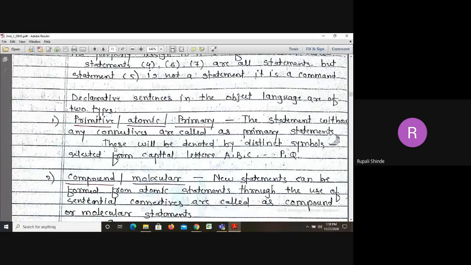For example, today is Sunday and it's holiday. So here we have connected two different statements using sentential connective, and that connective is and. That's why this one is called as compound statement.